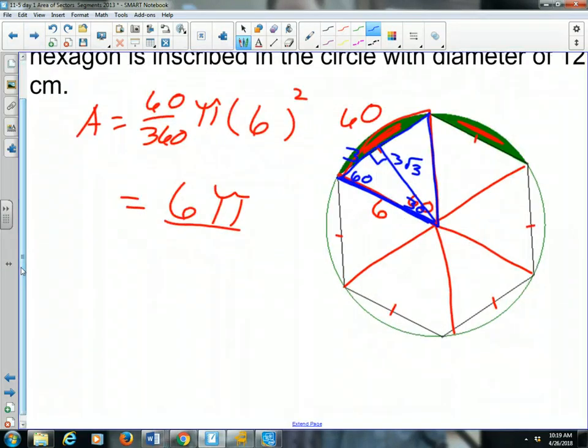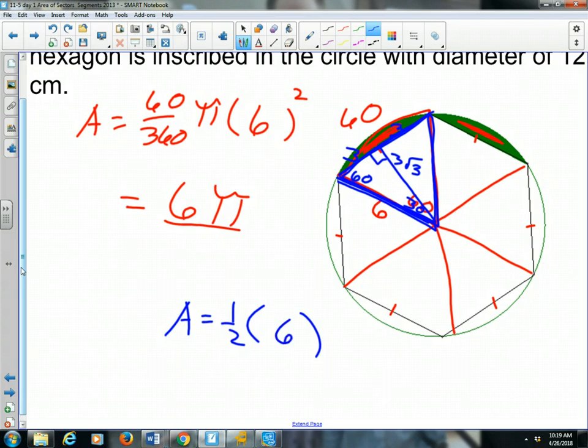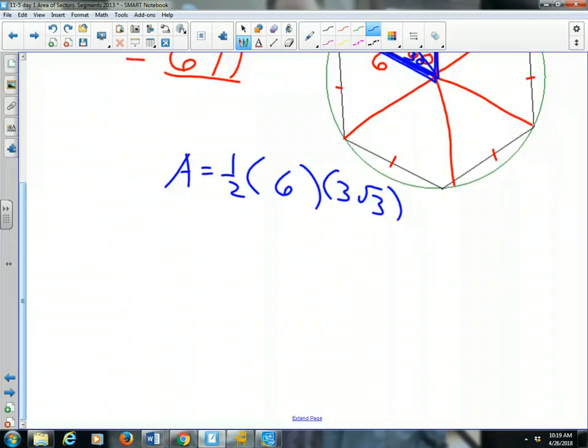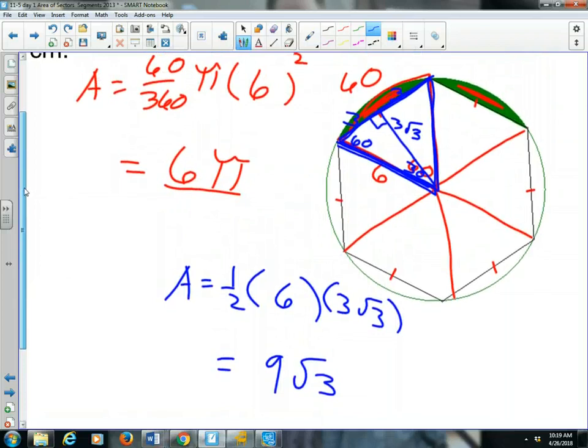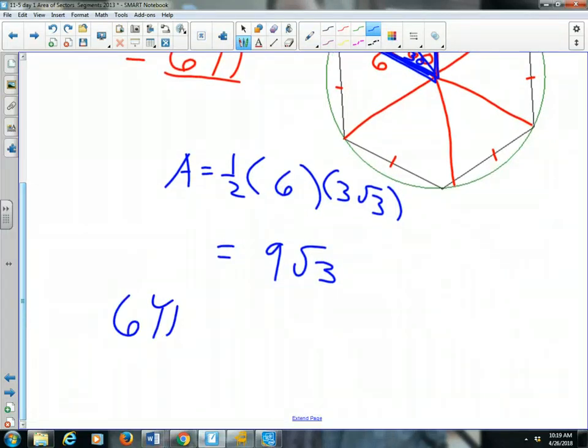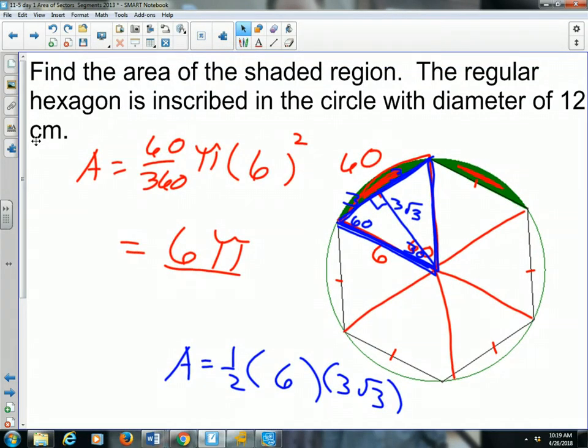So what is the area of this blue triangle right here? Area equals 1/2 times the base, and the base is 3 plus 3, which is 6, times the height. The height is that 3√3. So half of 6 is 3, and 3 times 3√3 is 9√3. So the area of the triangle is 9√3. So the segment is the sector minus the triangle: 6 pi minus 9√3. And that is the area of this green segment.